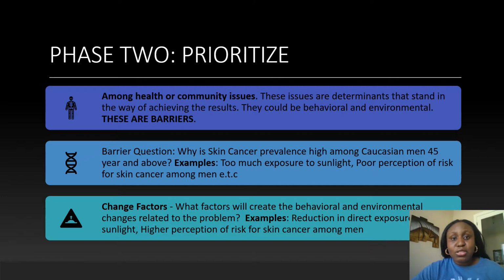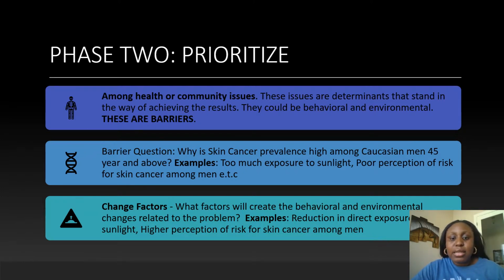And then the second thing you want to do in phase two of this model is to also prioritize what factors will create the changes related to the problem. So if, for example, you discovered in the first issue for prioritization that one of the reasons why people smoke, or in the example of my slide, I used skin cancer. So one of the reasons why women have higher prevalence of skin cancer is that they are exposed to the sunlight for a long period of time. They have too much exposure, or perhaps they don't even realize that they have a risk for skin cancer. Perhaps those are some of the examples that your community highlighted and they want to prioritize.